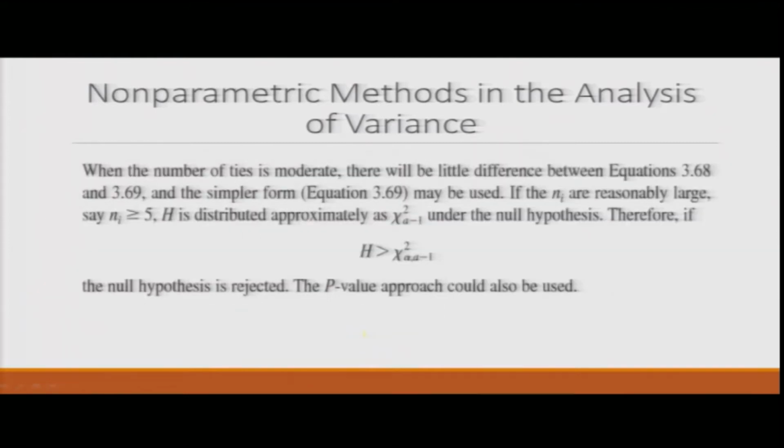or each treatment. When the number of ties is moderate, there will be little difference between the equations for when there are ties and when there are no ties. If Ni is reasonably large, that means for each and every etching the number of observation samples you are taking is large, say greater than 5. So, H would be distributed approximately by chi square with a minus 1 degrees of freedom under the null hypothesis.